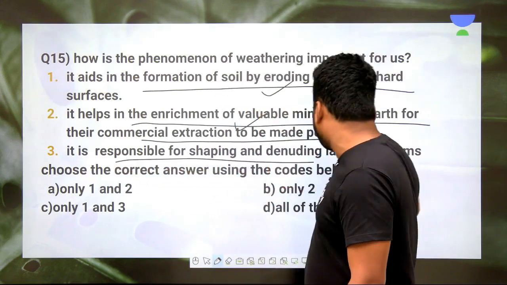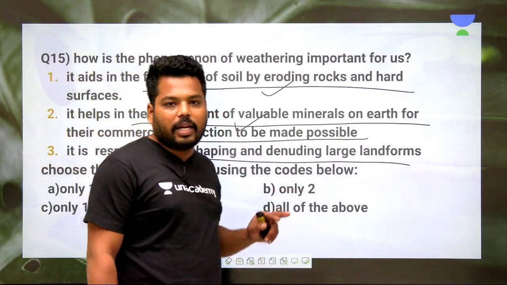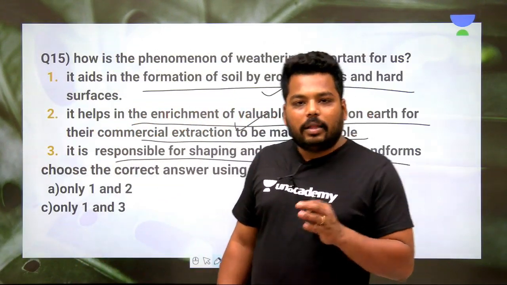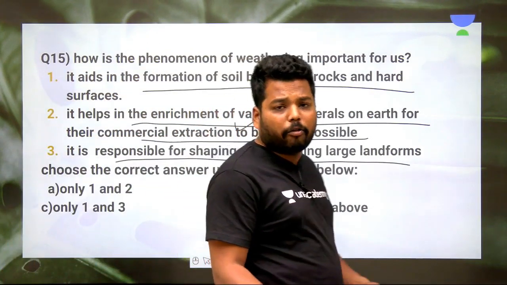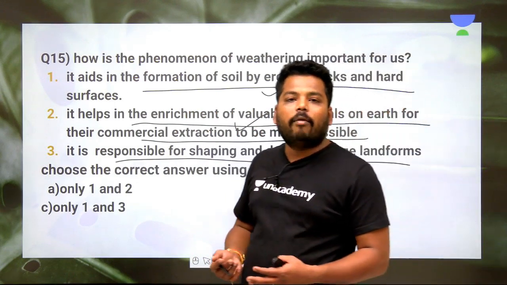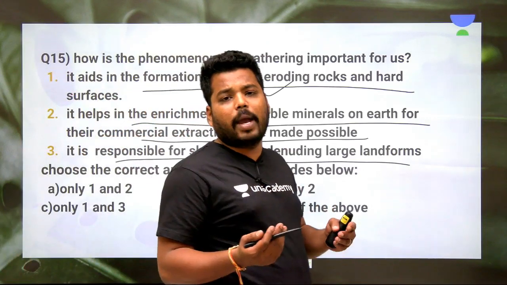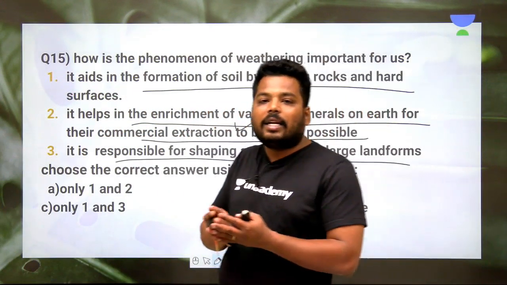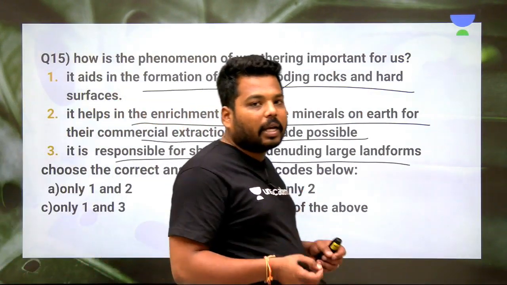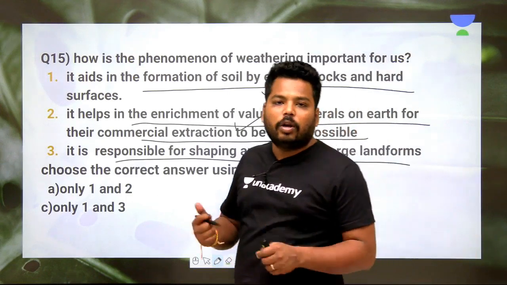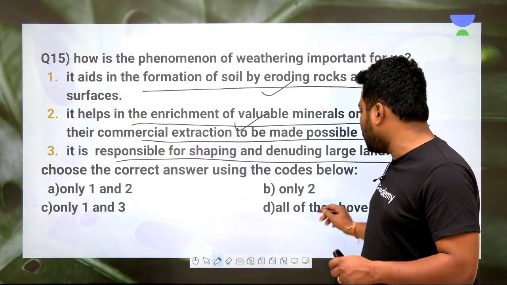It is responsible for shaping and denuding large landforms. Yes, erosion and weathering processes, whichever may happen, contribute towards the development of landscape. Like you may have development of a valley as a landscape, a waterfall, a delta, a floodplain. That landscape development is most important, and it is possible only after the process of weathering. And if you see, all the three given options are perfectly true.